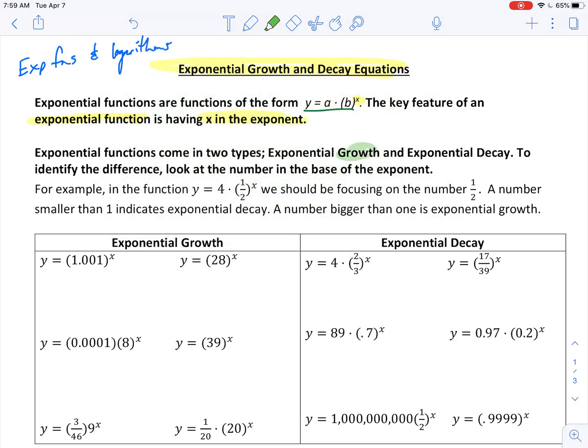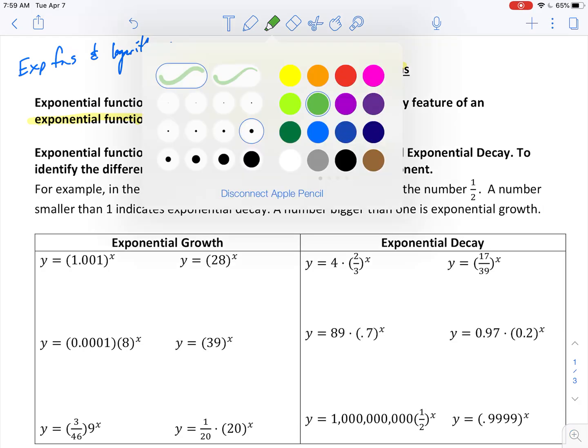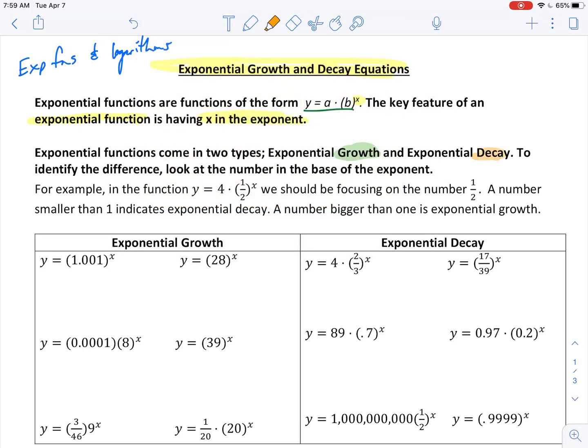And exponential functions are going to come in two types. They'll either be exponential growth or exponential decay. So, let me change that. Let me make that green for growth and orange for decay. So to identify the difference, we're going to look at the number in the base of the exponent. We're going to look at that b.